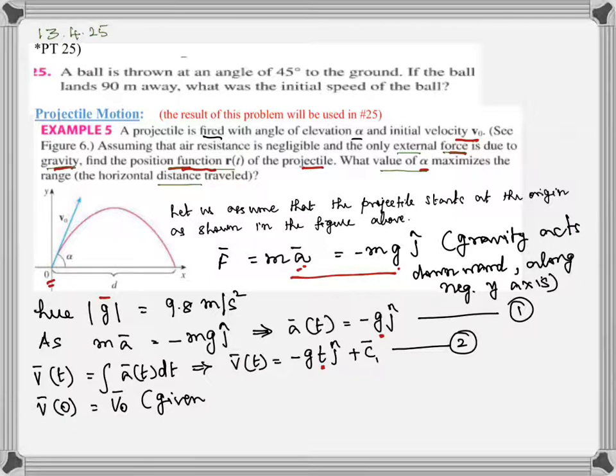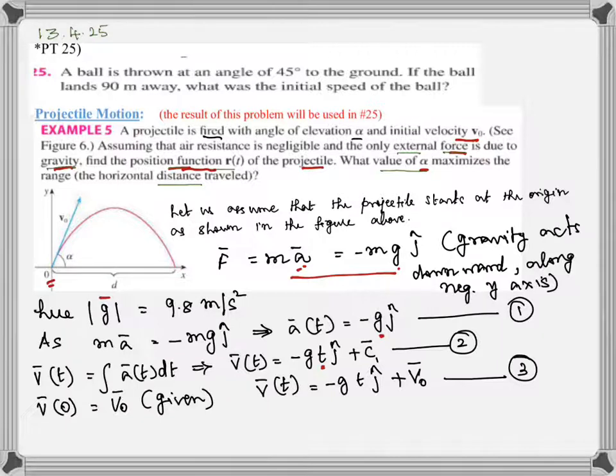But it's also given that the initial velocity at the origin is v0, which is given in the problem. So using that initial condition, we can show that c1 is nothing but v0. So v of t is negative gtj plus v0 vector. So the constant vector in step 2 is the initial velocity vector, which is v0.